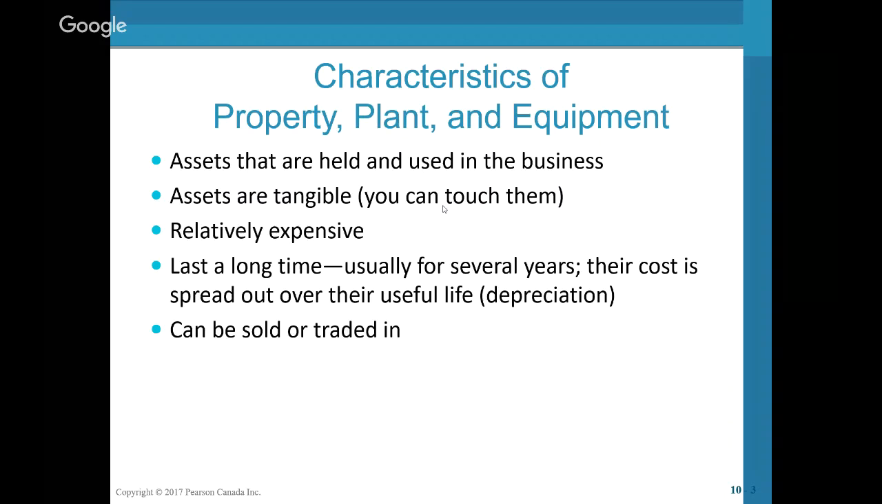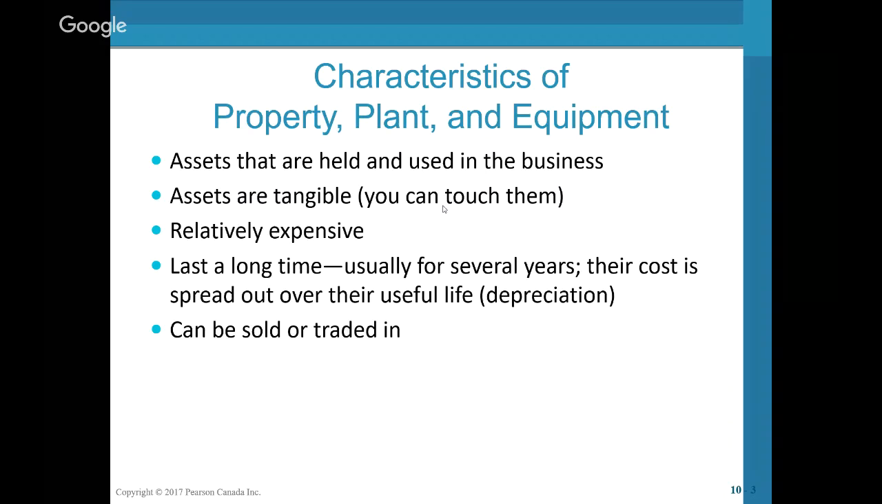Okay, what is property, plant, and equipment? First of all, I want you to realize that property, plant, and equipment includes those assets that are being used in the business. So if Dell has a bunch of laptops and some of them they've put aside because they're going to sell them to their customers, that's considered inventory, not PP&E. Now, a laptop that Dell is using in their business is considered property, plant, and equipment.